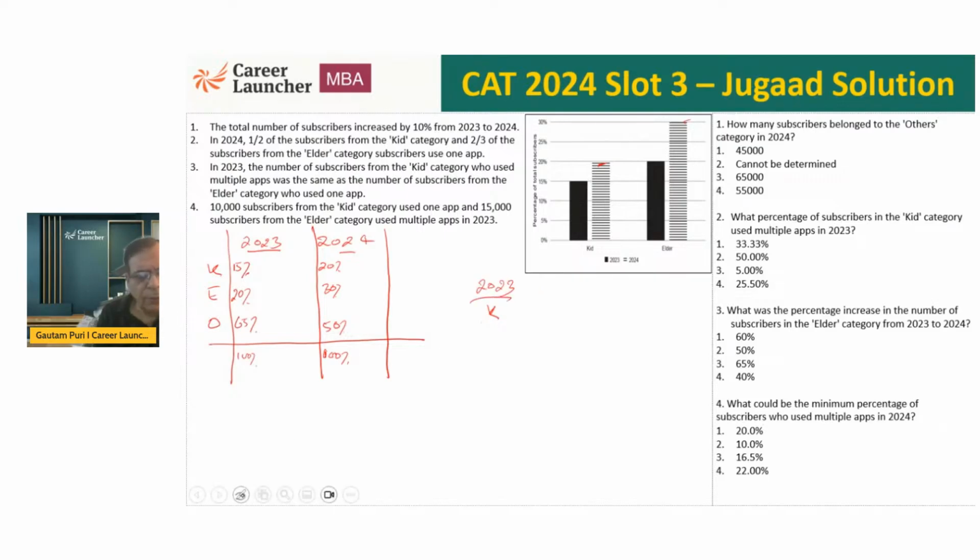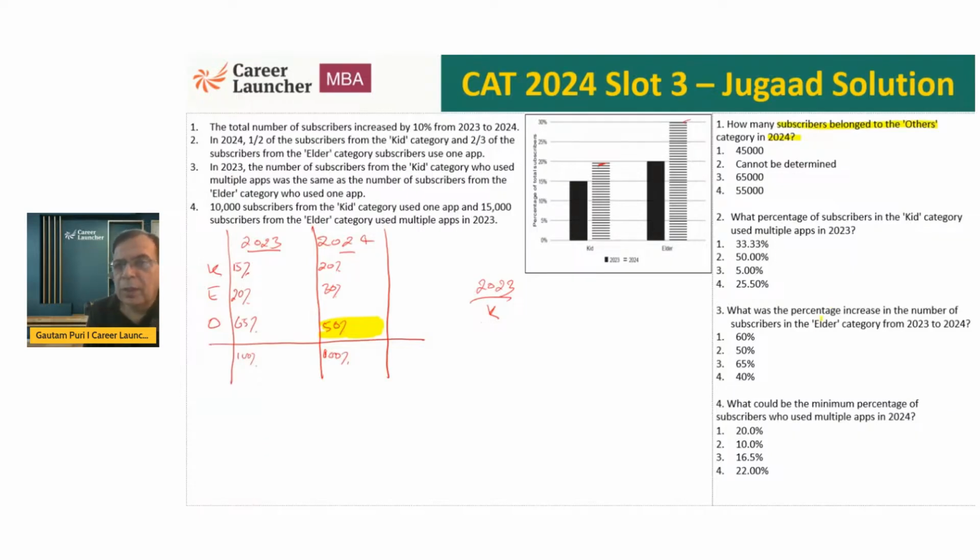I hope you remember, if you look at the questions, I'll just highlight the important part. How many subscribers belong to the others category in 24? So we need this number. In the exam, you will not be able to highlight it; I'm doing it so that you can understand. In the exam you don't have the luxury of multiple pens. You will be given a pen and the rough sheet, so you need to remember and note down. What I typically do is click on the question paper button, and all the questions come up.